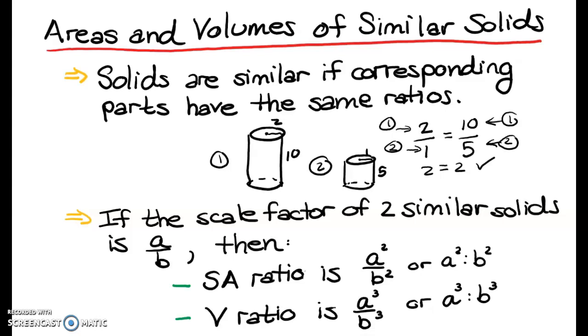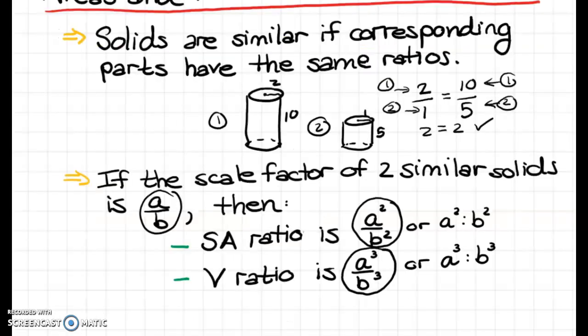So then, going back to Chapter 10, we know that if we have a scale factor of two similar objects and that scale factor is A over B, the ratio of their areas is A squared over B squared. Well, that holds true for surface area. The ratio of their surface areas is A squared over B squared. And then we're going to add something to this. The ratio of their volumes is A cubed over B cubed. So now we have a way of setting up a nice proportion to solve for the volume or the surface area of two similar solids.